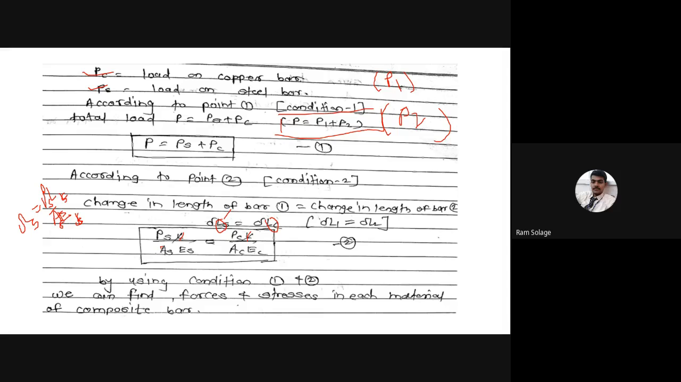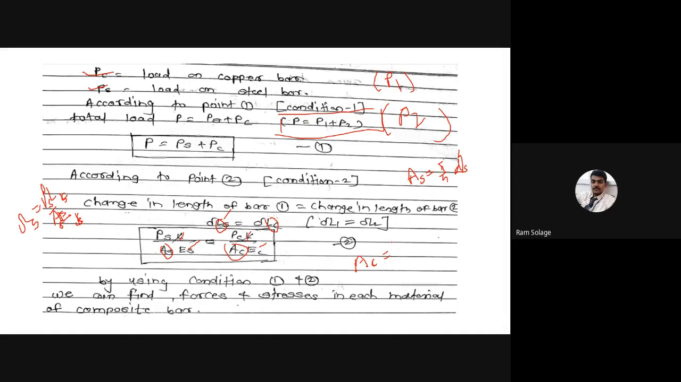AS, area of steel bar. AC, area of copper rod. ES and EC, elasticity or Young's modulus for steel rod and for copper rod. How to calculate the AC, area of copper rod? Already we have seen how to calculate the AS. That is pi by 4 into DS raised to 2. How to calculate the area for copper rod or copper tube?